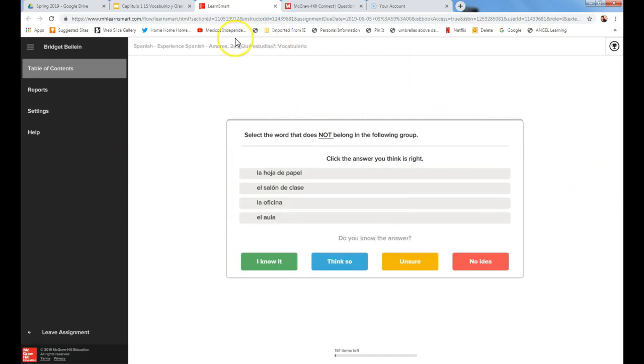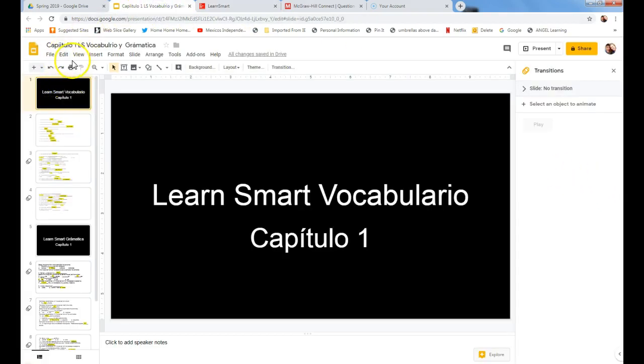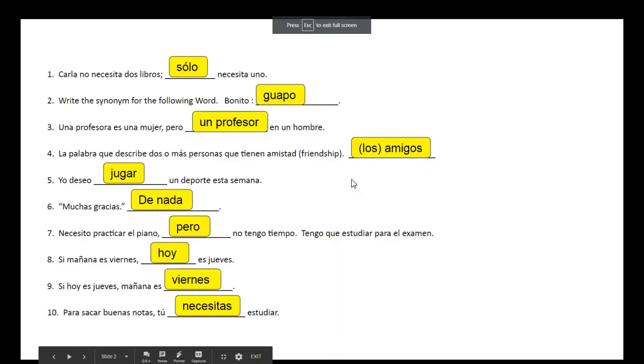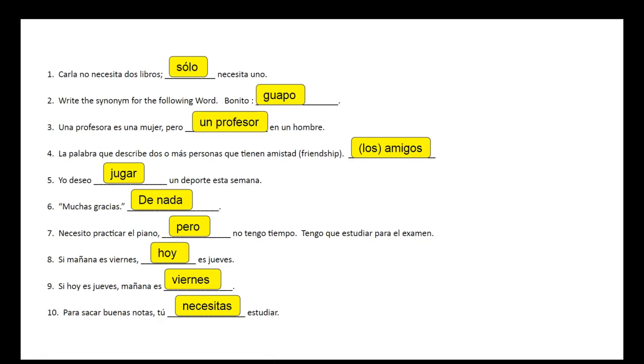So let's go back to your cheat sheet. We're going to go over some of those answers so you guys can keep this out so when these questions pop up, you don't have to work so hard. So some of them, I try to pick out the more challenging ones. So Carla no necesita dos libros. She doesn't need two books. Solo necesita uno. She only needs one.